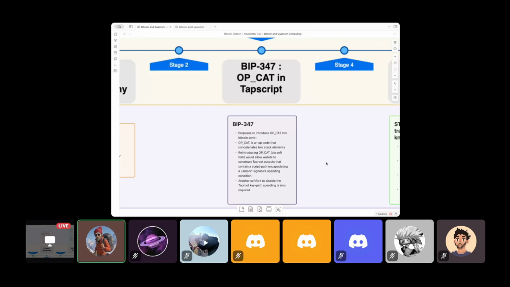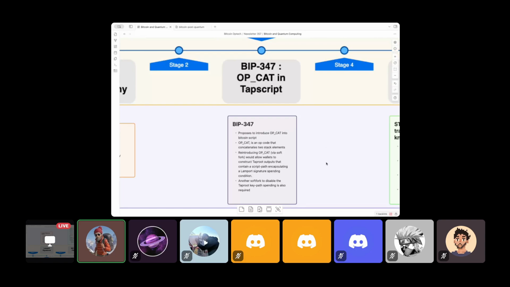So there is actually a BIP in it, and there is already a BIP called BIP 347 that has been written to introduce opcat. So what is opcat? Opcat is an opcode that just concatenates two elements in a stack.